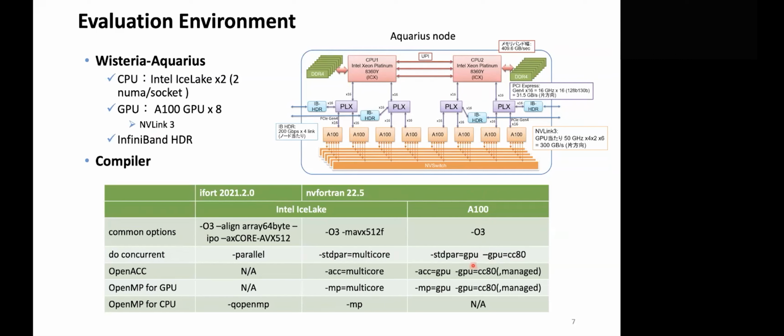In the nvfortran compiler, we can switch between CPU and GPU by specifying multicore or GPU. And the managed flag is given when using unified memory. So the default is managed when do concurrent is used.